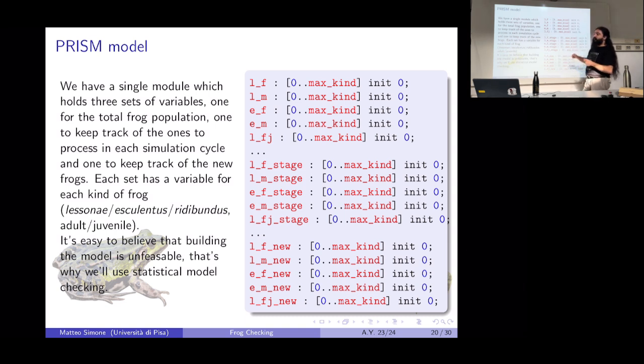We have to turn to statistical model checking. That means we won't look at the whole possible behaviors of our model. We will ask Prism to run like 1,000 simulations, 1,000 paths the model can take, and then give us some statistical results on those 1,000 runs.